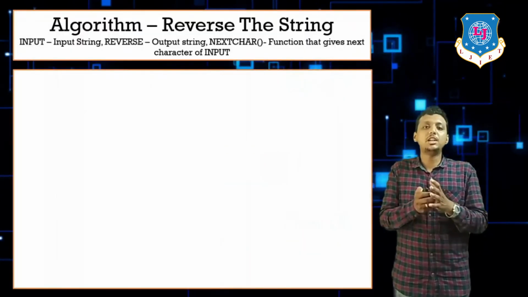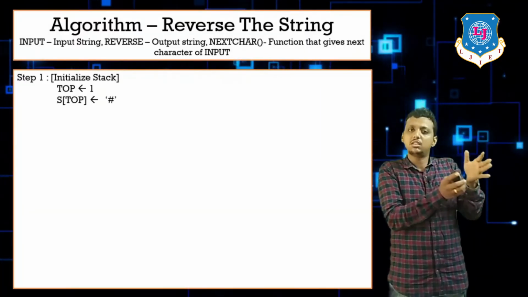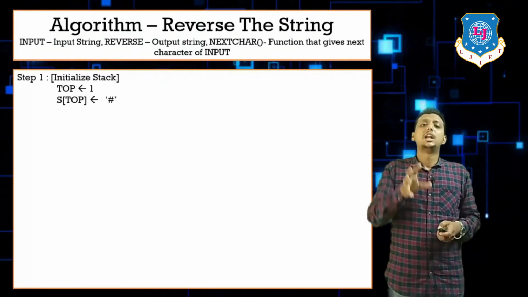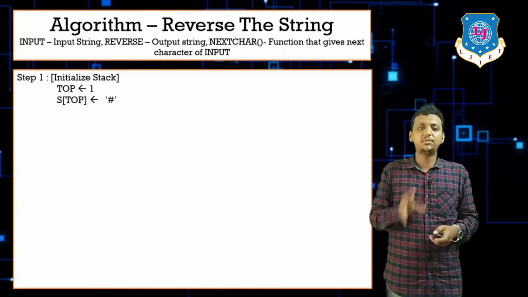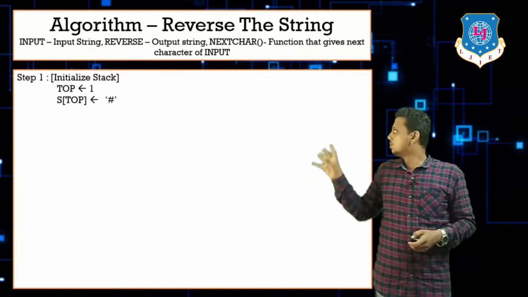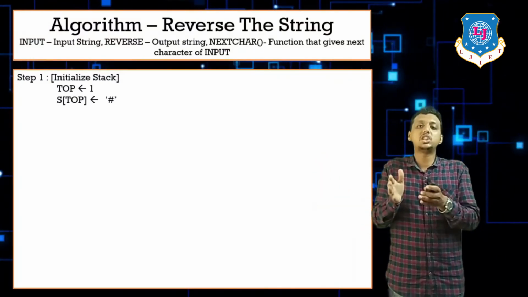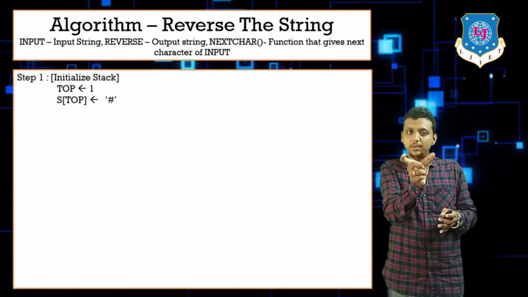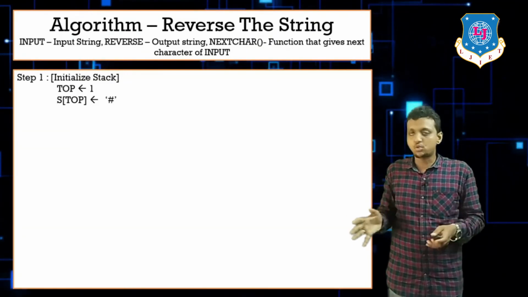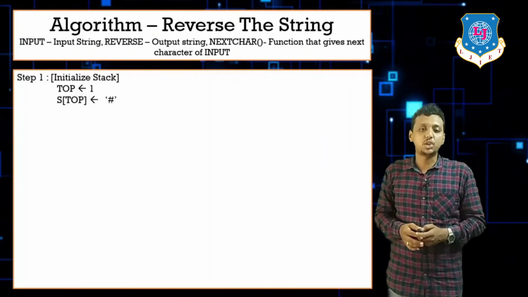Students, the algorithm is most probably the same as the decimal to binary conversion algorithm. But let me inform you about some functions which we have already used in our infix to postfix algorithm. Here I am going to use the next character function, which returns the next value from the input string. Here reverse is my output string variable, and input is my input string variable.